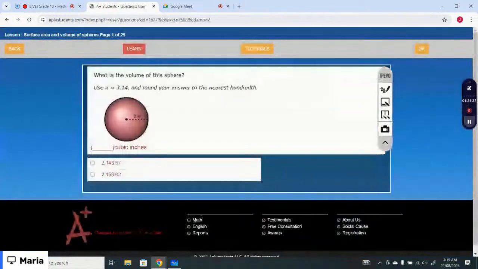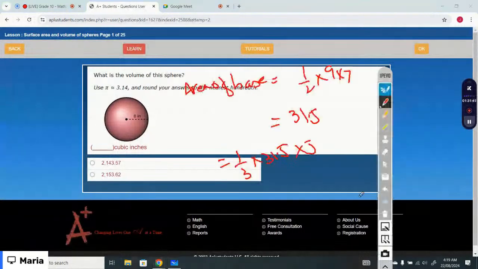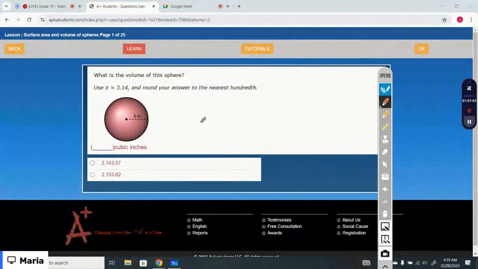Okay, what is the volume of the sphere? You are given the sphere, you have to calculate the volume. So volume of the sphere is V equals 4 pi r square, right? So now just put the radius. The radius is 8 inches. So that is 3.14 times 8 square. So simply do the calculations, right?